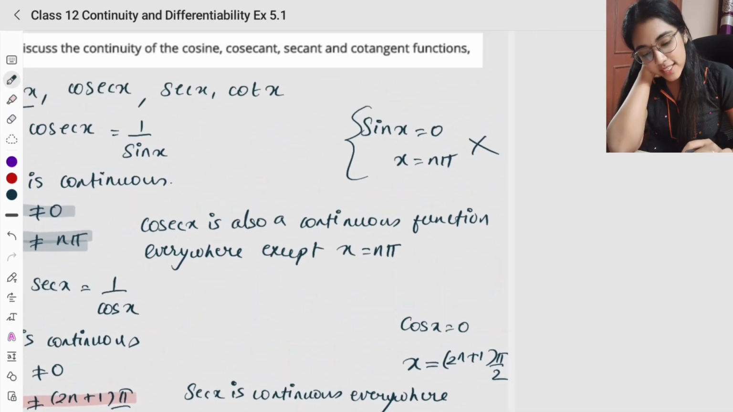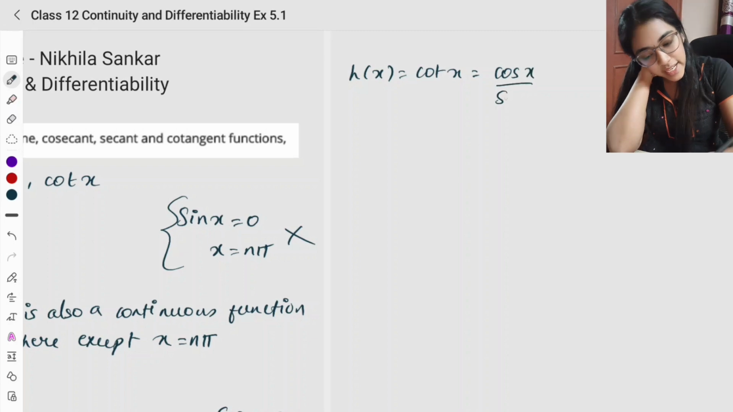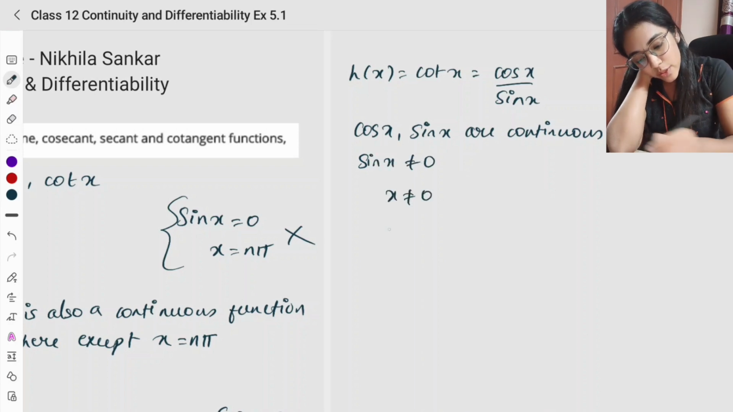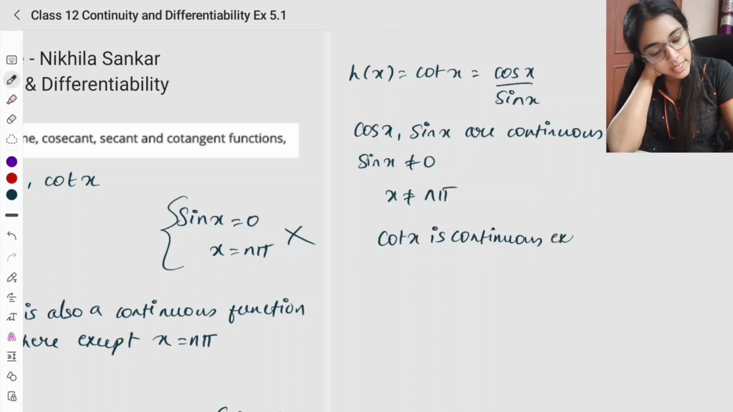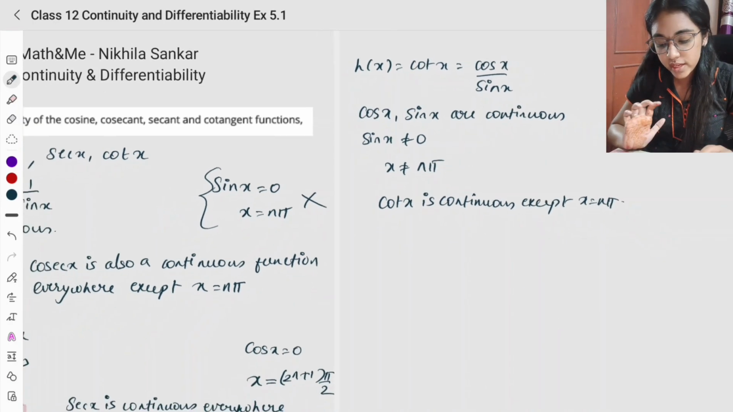Now what is the third? Cot x. Similarly, I am going to take h of x to be cot x, which I can also write as cos x divided by sin x. I know that cos x and sin x are continuous, but my denominator should not be equal to 0. So sin x not equal to 0 means x not equal to, sorry, x not equal to n pi. So cot x is also continuous except x is equal to n pi. Except x equal to n pi, cot x is also a continuous function. Okay, please copy.